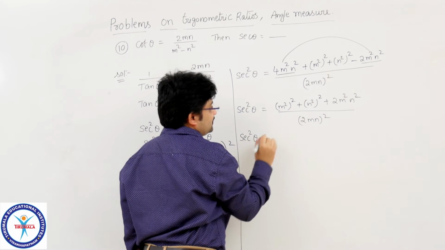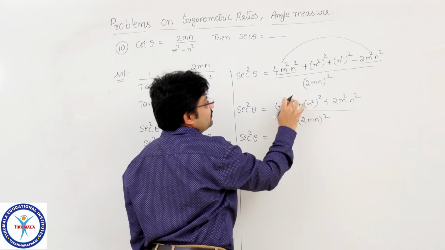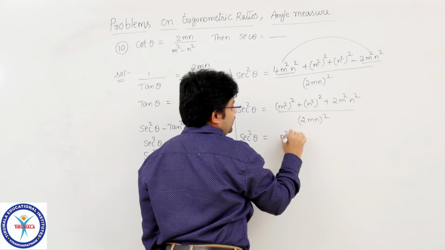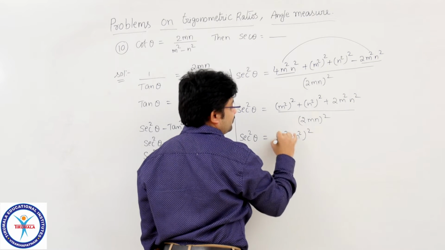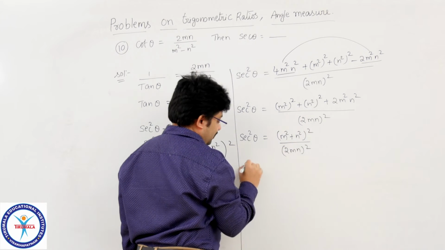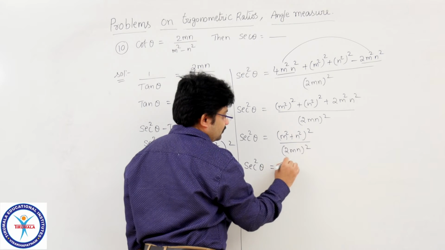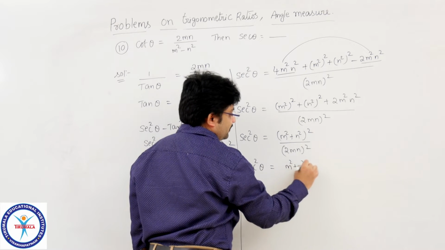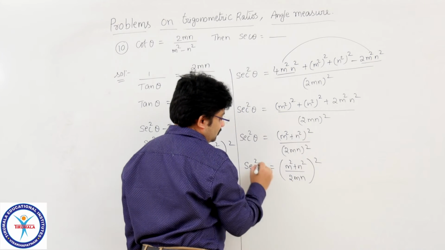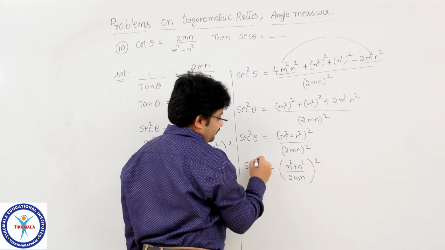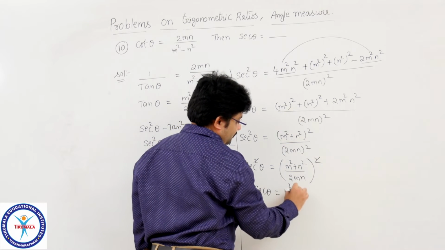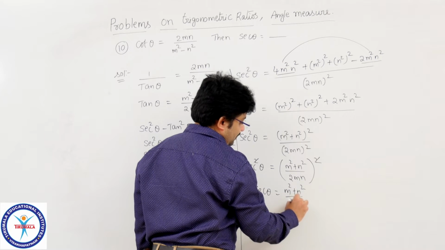Therefore, sec²θ is equal to, it is in the form of a² + b² + 2ab, that is (a + b)², by (2mn)². It can also be written as sec²θ is equal to ((m² + n²)/2mn)². Now, bringing the square root, the square and square root get cancelled. Secant θ is equal to (m² + n²)/2mn.